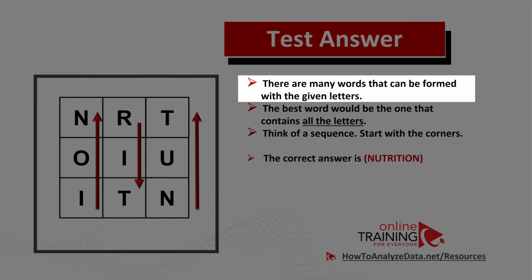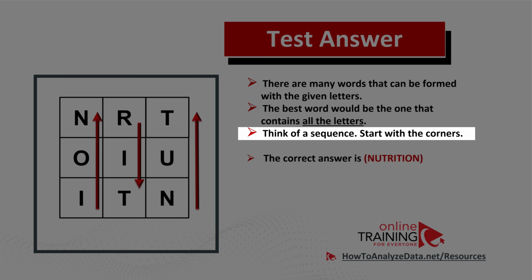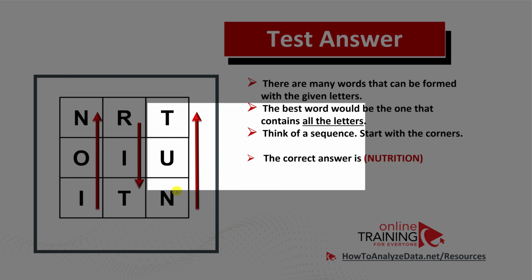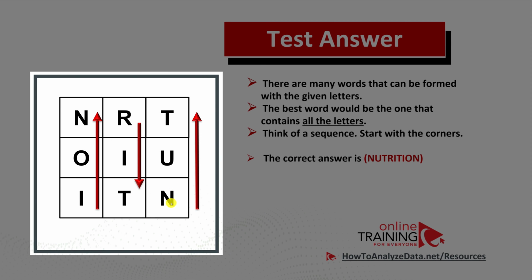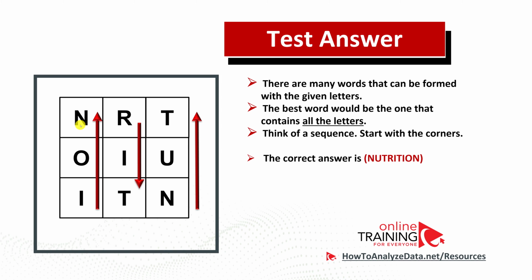Obviously, there are many words that can be formed with the given letters. But the best word and the correct word would be the one that contains all the letters. To answer this question, you need to think of the sequence. Start with the corners and explore possible answers. For example, if you start in the bottom right corner, you can follow the word nutrition, N-U-T-R-I-T-I-O-N. And that's the correct answer to this question. Hopefully you've nailed it and now know how to answer these types of questions in the test.